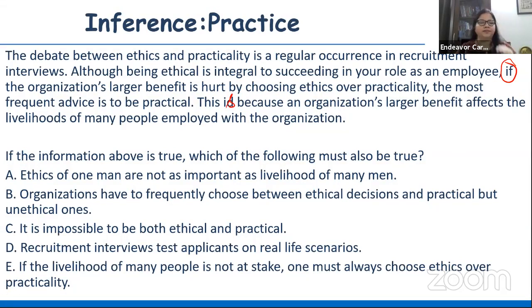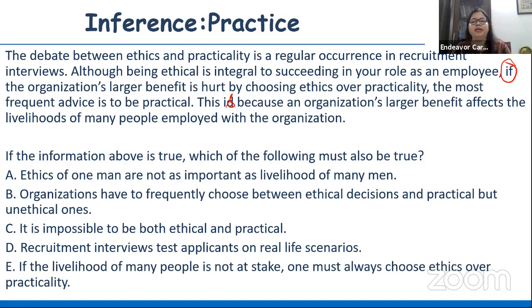Let's look at the options. Let's start with E. Okay, we'll go in the reverse order. If the livelihood of many people is not at stake, one must always choose ethics over practicality. If the livelihood is at stake, the most frequent advice is to be practical. Not X, therefore not Y. You know, this is incorrect, right?